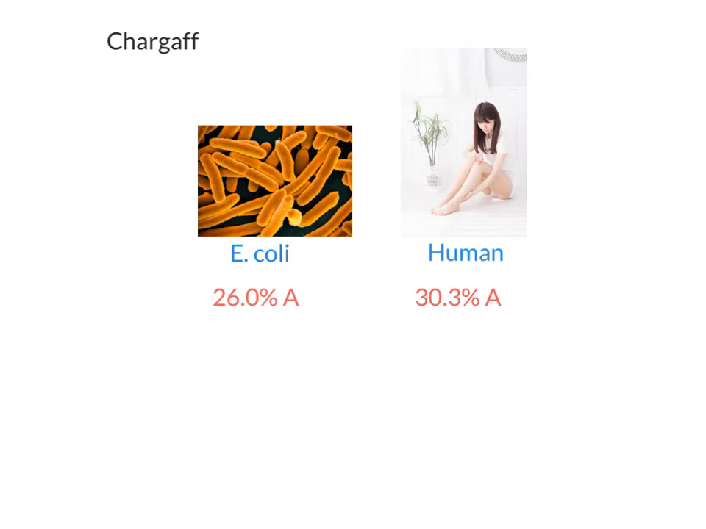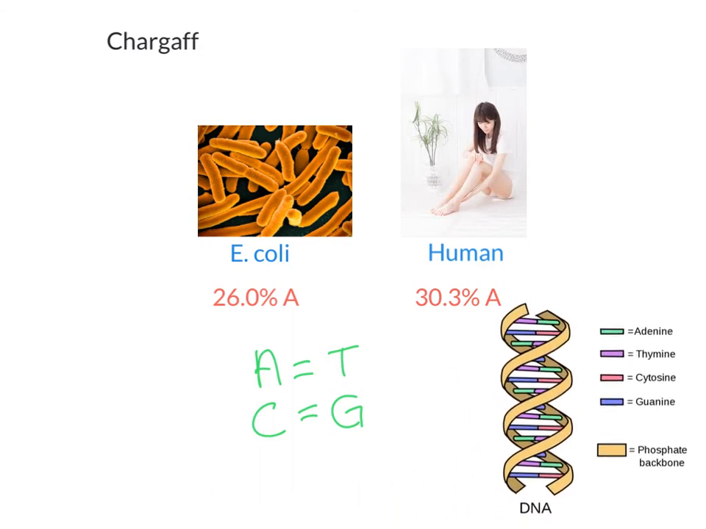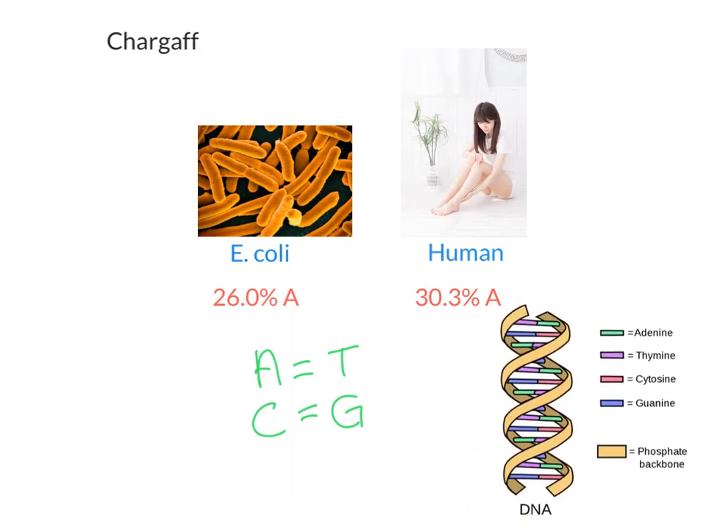In addition, he found that there's always an equal percentage of A's and T's, and there's always an equal percentage of C's and G's. We now know that this is because they're actually across from each other in the strand, but he didn't know this at the time.